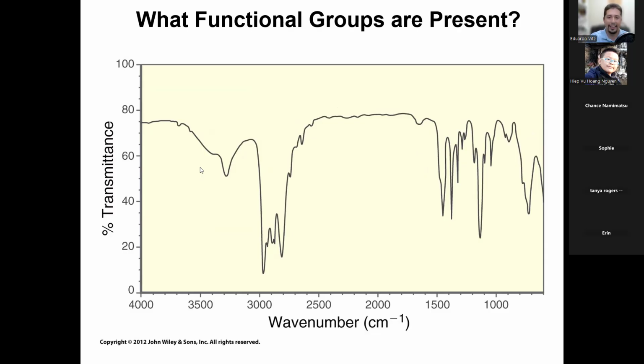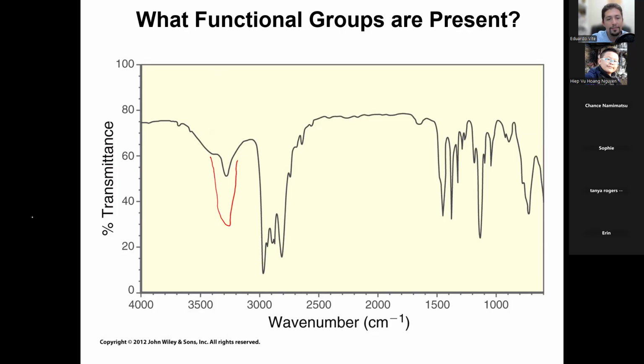There's only one NH here, and you can see again it's not very strong. It's at about 50%. It's not very broad, it's a slimmer peak. If this was an OH, it would look more like this: a lot wider, a lot more towards the bottom. But it's not.